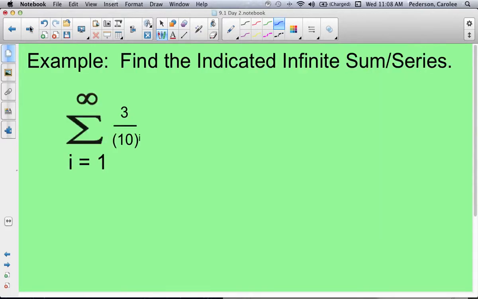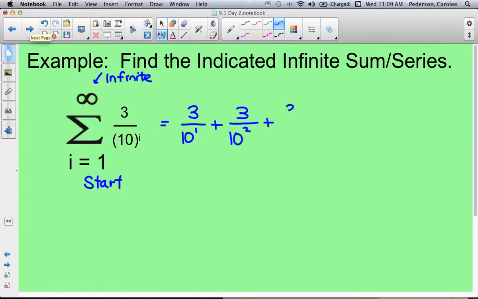Just want to show you the difference now of an indicated sum, but this time this is what we call infinite. So we're not going to be able to stop it. We're going to make a judgment call of how close it's getting to a number. So our starting point again is 1, and let's start finding some of these terms. So I'm just going to go 3 over 10 and replace that I with a 1, and then plus 3 over 10 squared, and then plus 3 over 10 cubed, and then 3 over 10 to the 4th. Remember, this does go on forever.